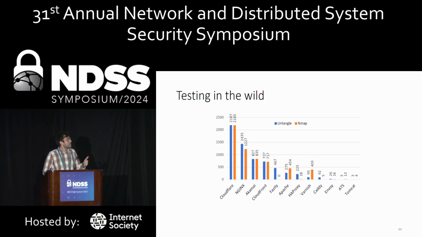We can see that in general, there's a consensus between Untangle, Unmap, and Nmap over here. We also saw some huge differences between them as well. For those cases, we did a manual analysis, and we saw that actually Untangle performs really well on those analyses as well. So we are confident that Untangle works very well, and it can work in the wild as well.